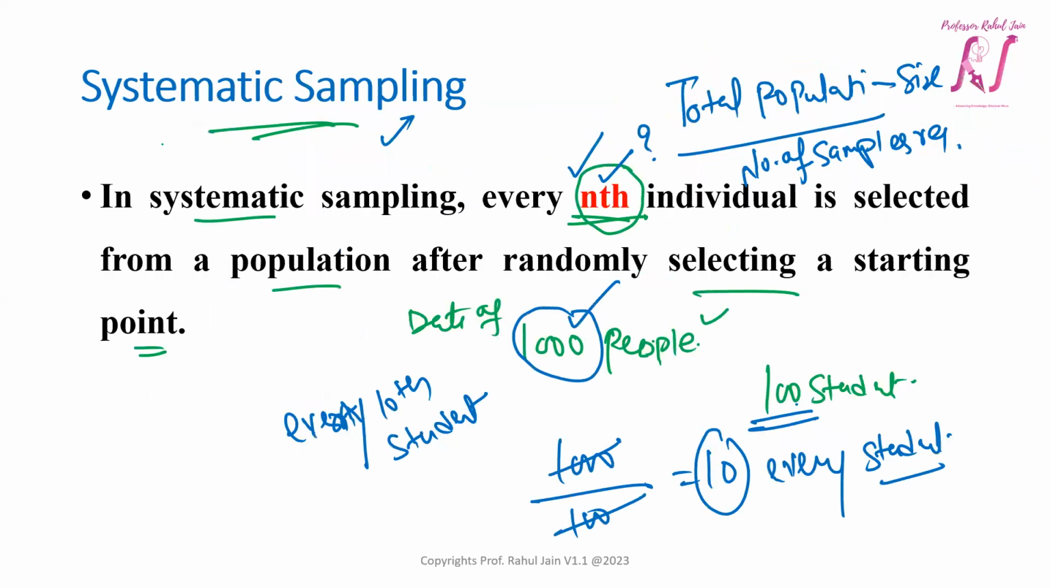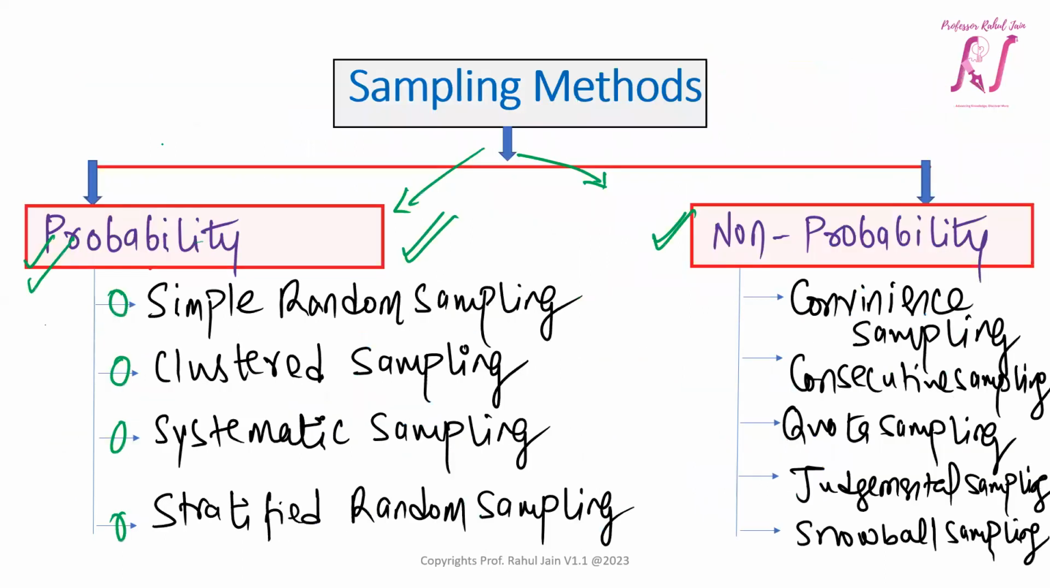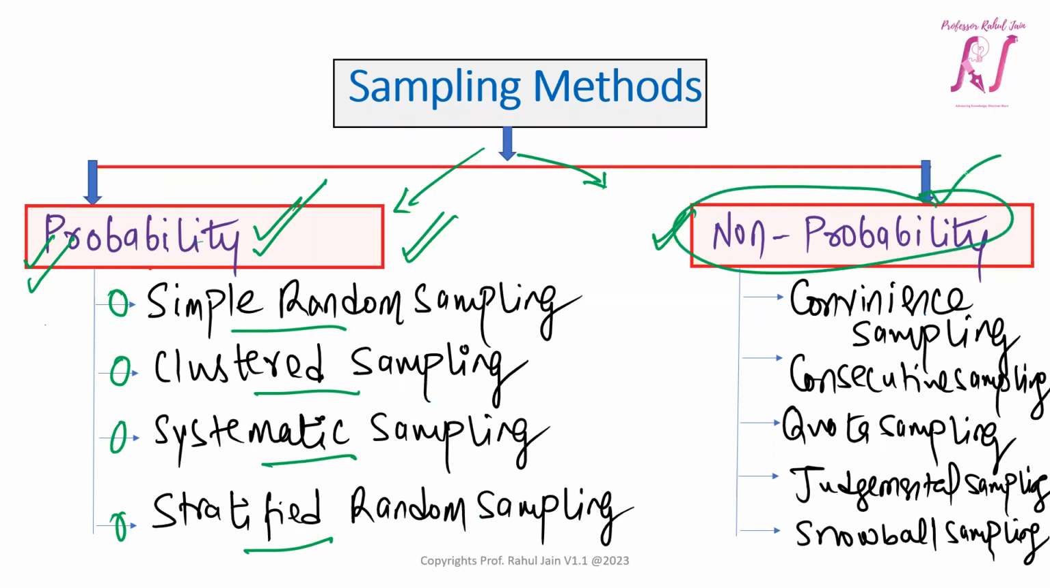So let me revise what we have done in this lecture. We have discussed the probabilistic sampling methods, where I covered random sampling, cluster sampling, systematic sampling, and stratified sampling. In our next lecture, we are going to discuss non-probabilistic sampling methods, that is convenience sampling, consecutive sampling, quota sampling, judgmental sampling, and snowball sampling. This we are going to cover in our next lectures.